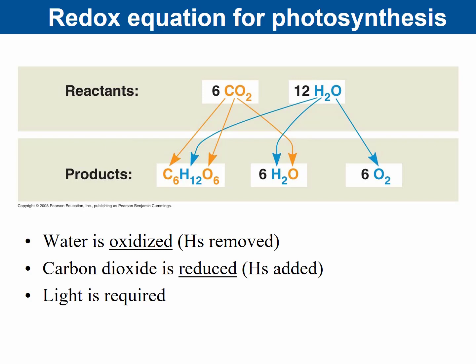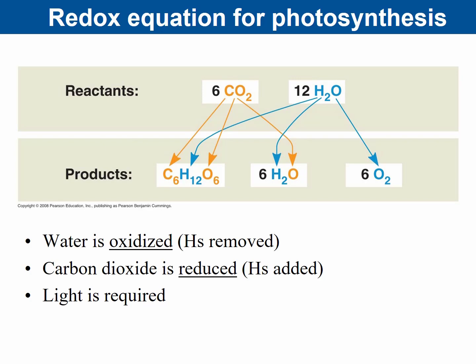And so again, follow the hydrogens. Water is oxidized, it loses its electrons. Carbon dioxide is reduced because it gains electrons. And this process, again, requires light. Sunlight is going to be the energy that's going to be used to build a sugar.